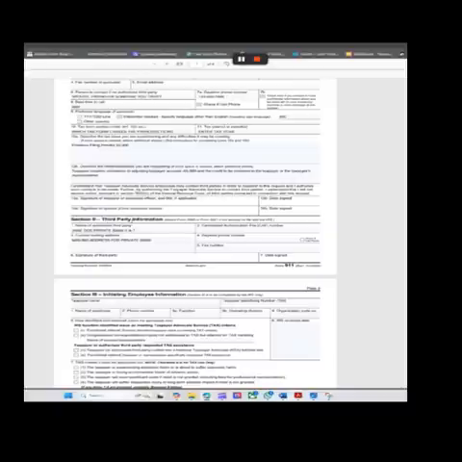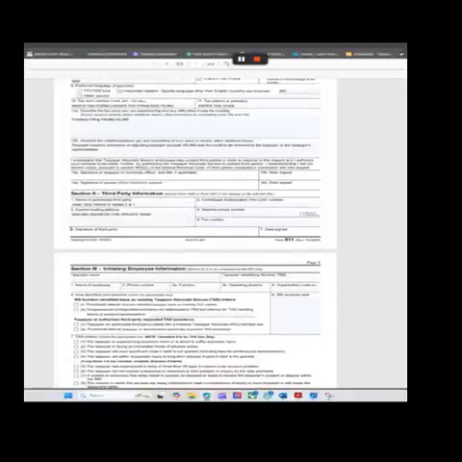Here, section third party information: attach Form 2848, Form 8821, if not on file with the IRS. Okay, I understand that. Signature, okay, and sign.